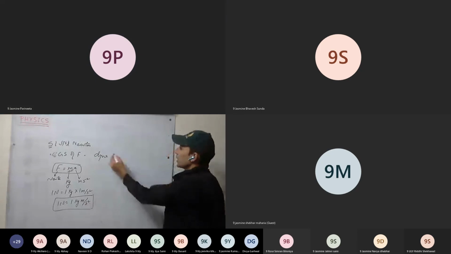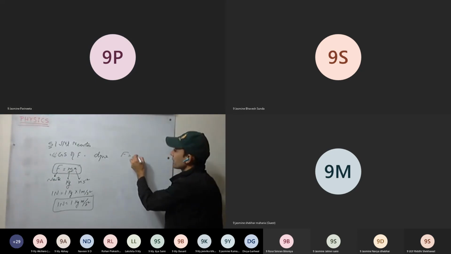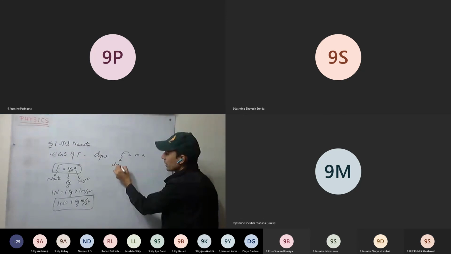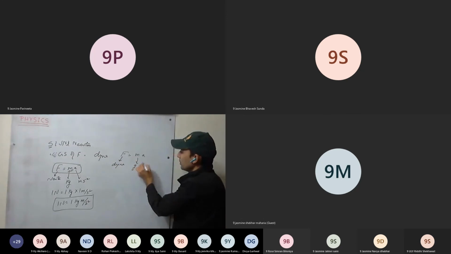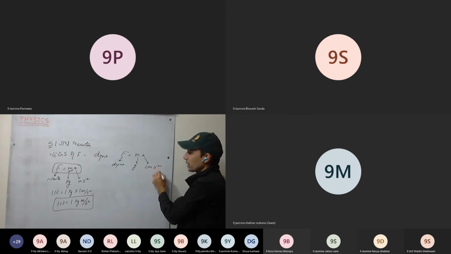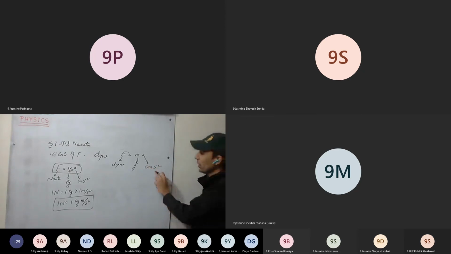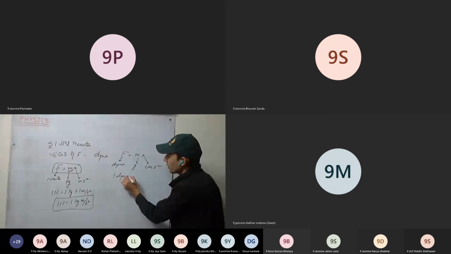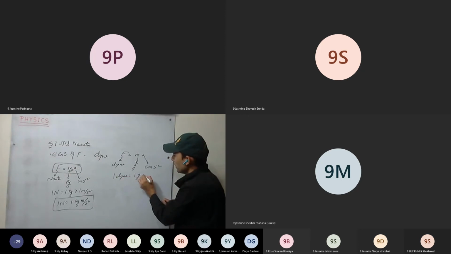Now consider the CGS units. The CGS unit of force is dyne, mass is gram, acceleration is centimeter per second square. Now, one dyne equal to 1 gram centimeter per second square, okay?